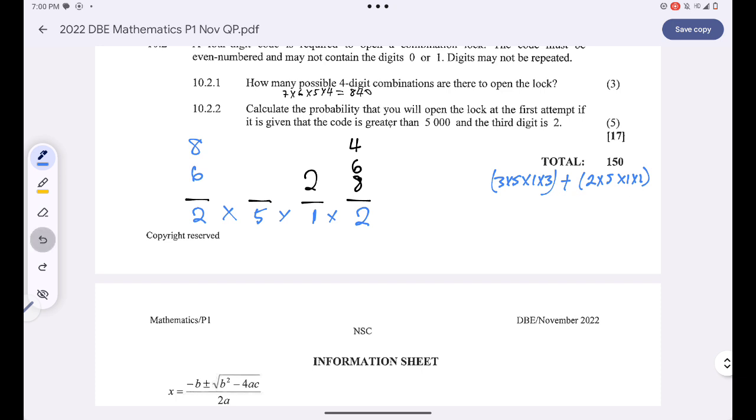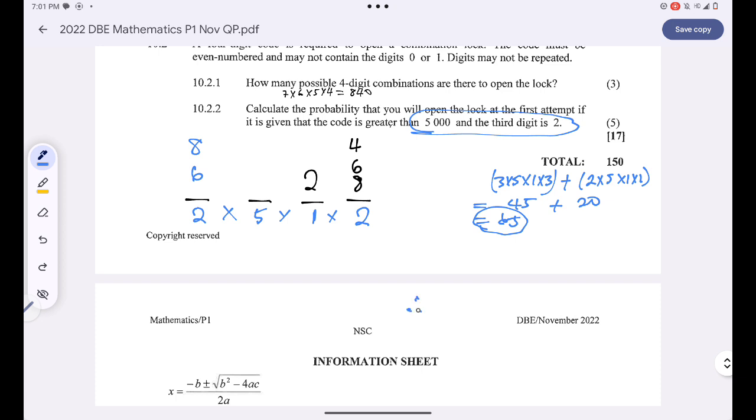Before I do that, I know that this thing will give me 45, as I calculated earlier. This is 2 times 5 is 10, times 2 is 20. So this will give me 65. So these are the possible outcomes that I will have if I obey these stipulations.